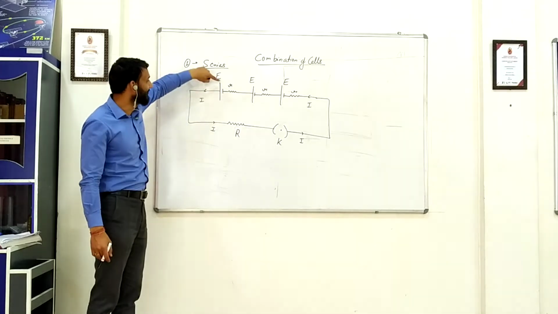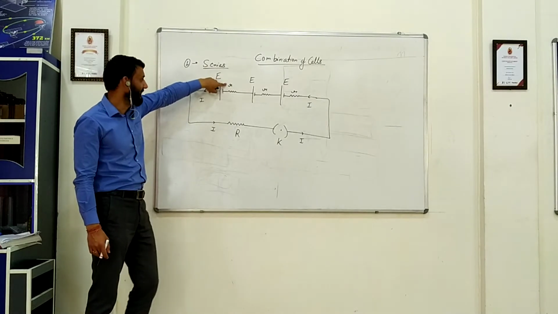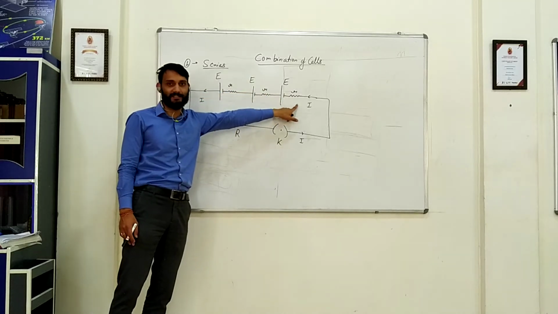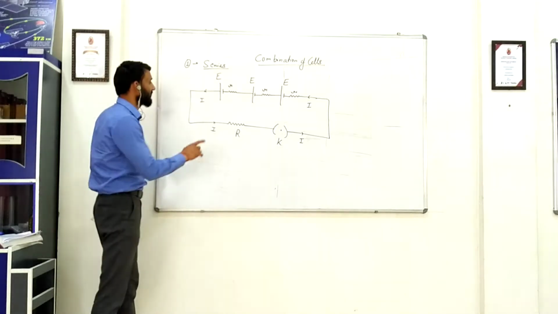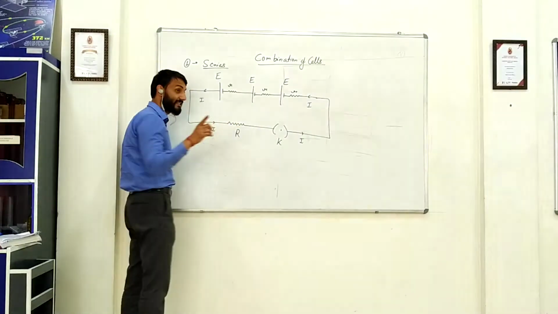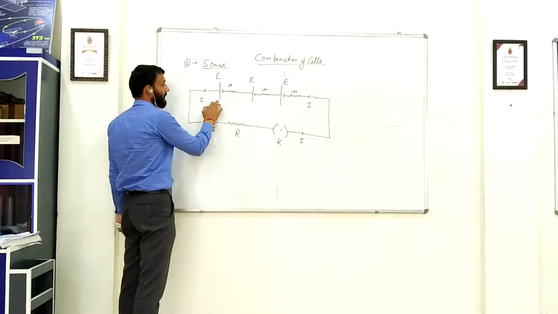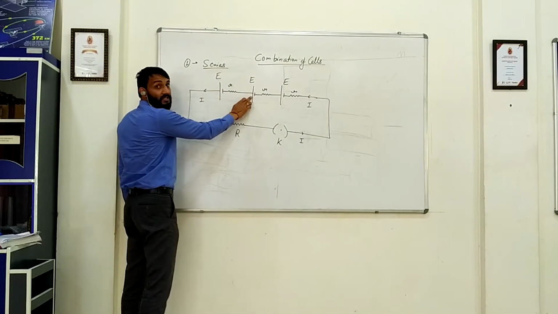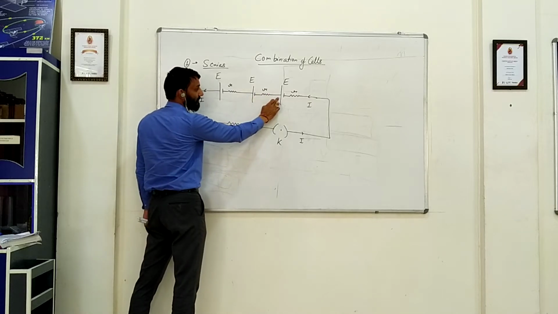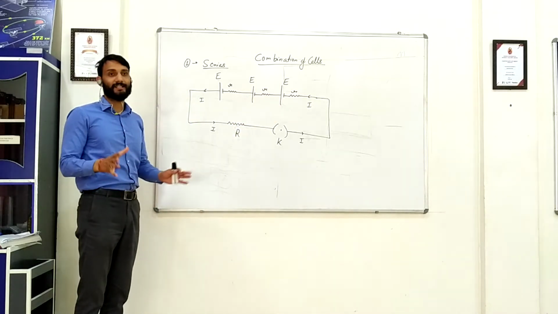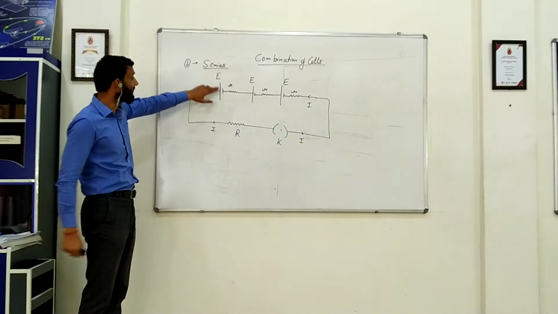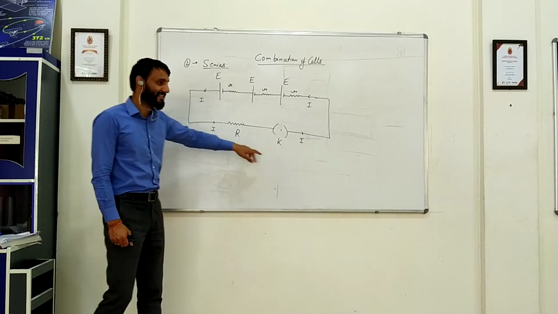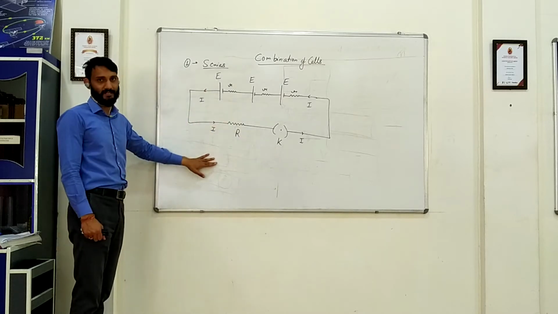Cell 1, its internal resistance is given R. Cell 2, its internal resistance is given R. In cell 3, its internal resistance is given R. Now pay attention that all these cells are connected in series: the negative terminal of the first cell is connected to the positive terminal of the next, and the negative terminal of this cell is connected to the positive terminal. So they are connected in series. And this whole system is connected with an external resistance R with the help of a key K, and current I is flowing through this circuit.